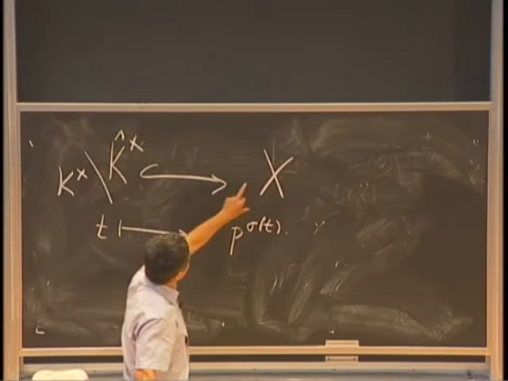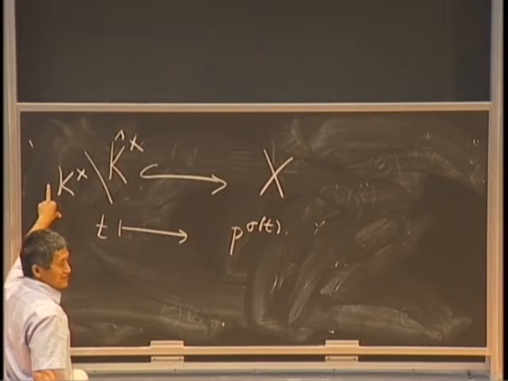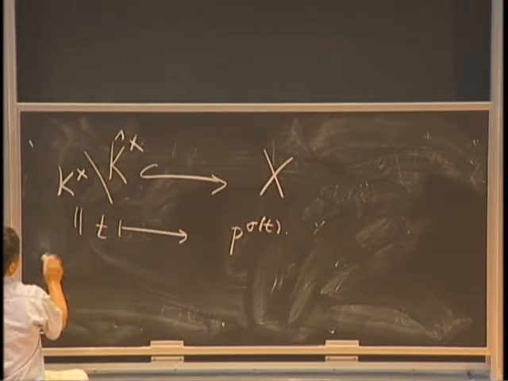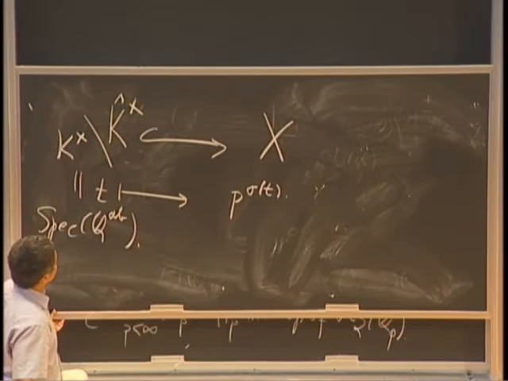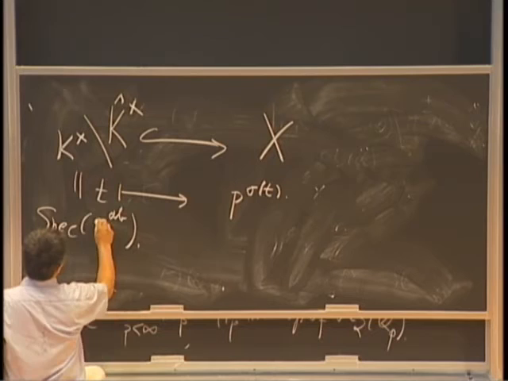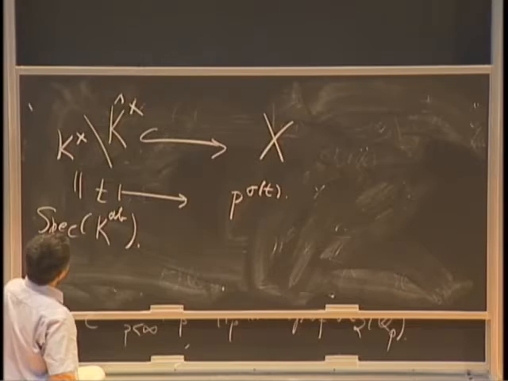This is the Shimura points, right? Zero dimensional Shimura points. It is essentially Spec of K^ab, inside.